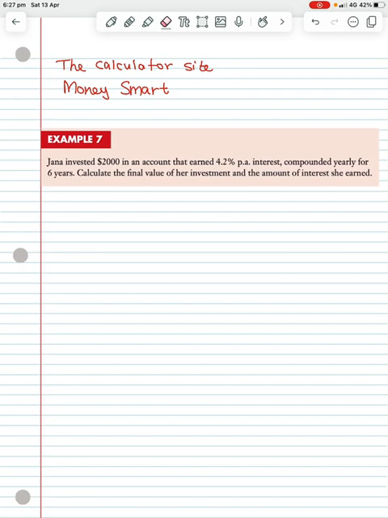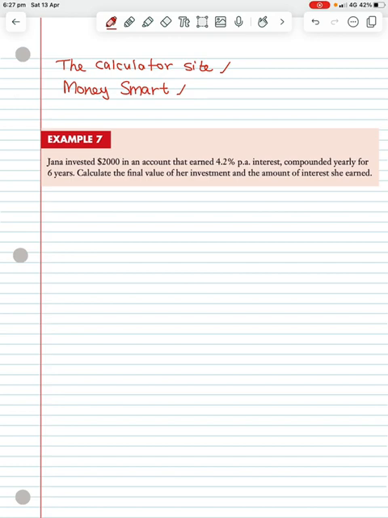Up until now we've been manually calculating interest earned in different situations, but we can use online calculators to help us do this. I've got two examples here. We've got the calculator site and we've also got MoneySmart. There's also a whole different range of websites, but these are the ones recommended by the textbook. We're going to use both websites just so we can see how they work for this example below.